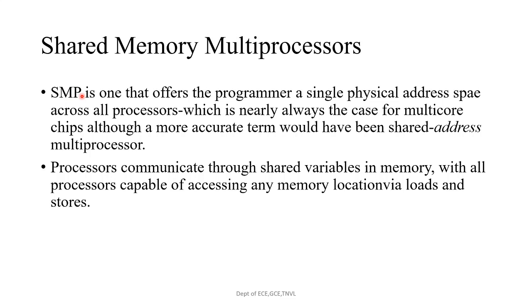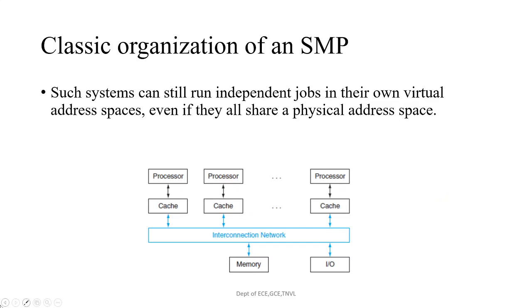A shared memory multiprocessor is one that offers the programmer a single physical address space across all processors, which is nearly always the case for multi-core chips, although a more accurate term would have been shared address multiprocessor. Processors communicate through shared variables in memory, with all the processors capable of accessing any memory location via load and store instructions. So this is the classic organization of shared memory multiprocessors.